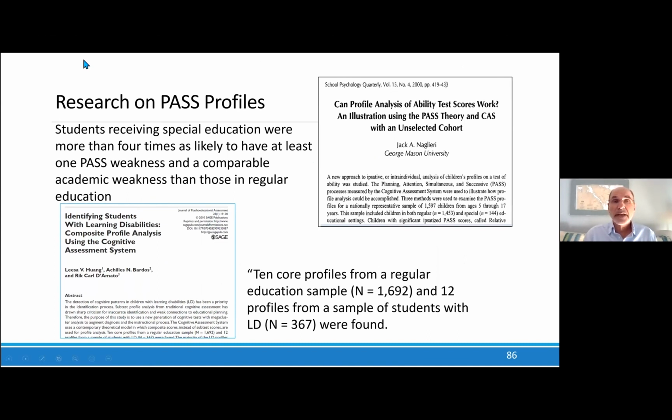The one that looked at profiles for the entire standardization sample, especially important. Mine, we looked at the relationship between profiles and whether or not you wound up in special ed or not. Find out if you had a significant profile on the PASS theory, you're more likely to have been previously identified as needing special ed.